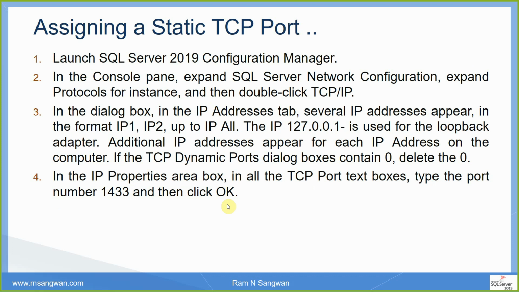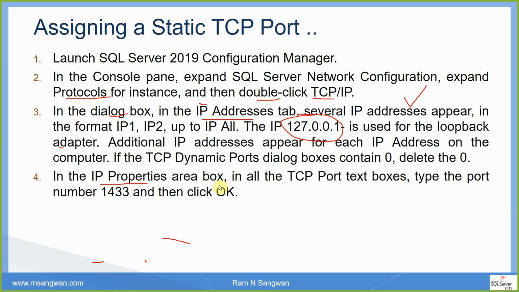How do we do that? Launch the Configuration Manager. In the console pane, expand SQL Server Network Configuration, expand Protocols, and then double click TCP/IP. In the dialog box, in the IP Addresses tab, all IP addresses appear. If you notice, IP1, IP2 and all. In fact, the local loopback IP was also available.